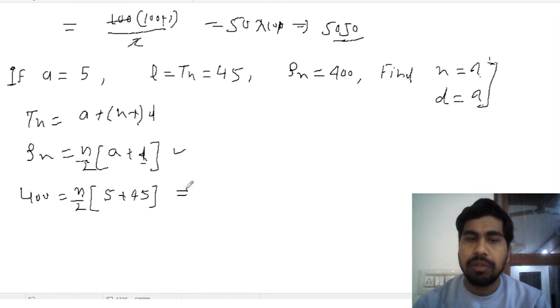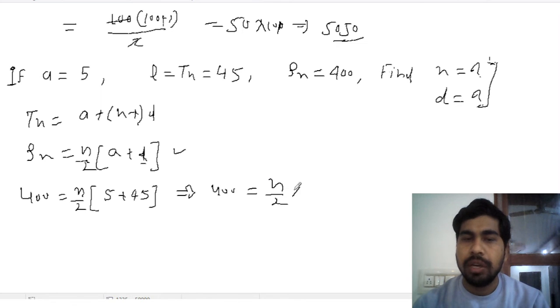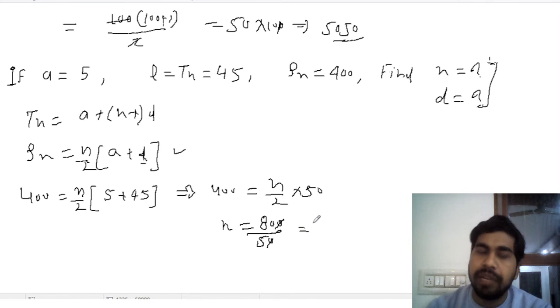We can write it as 400 is equal to n by 2 into 50. This is multiplied by 2, n is equal to 800 divided by 50. Cancel 0 with 0, and 80 by 5, we know it is not 14, it is 16. So n becomes 16.